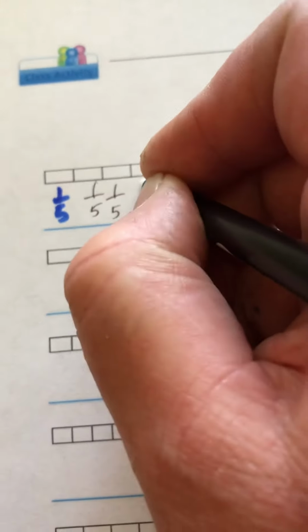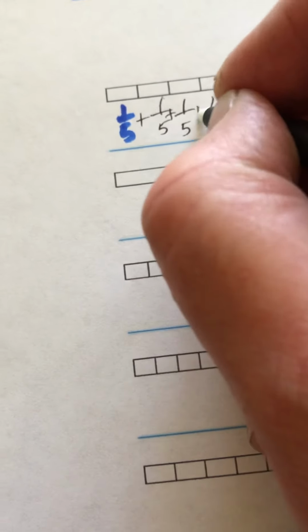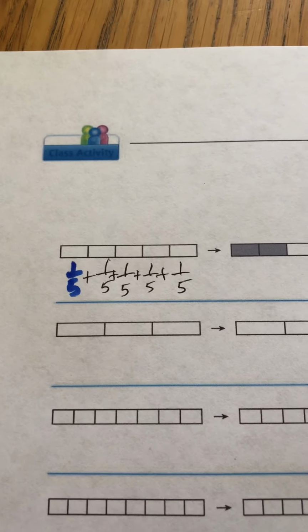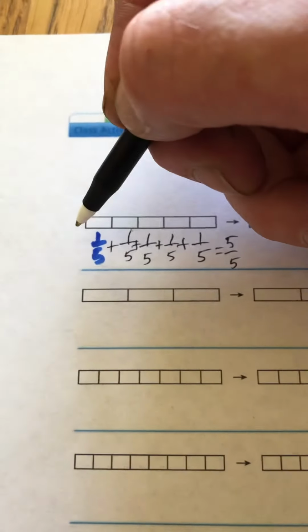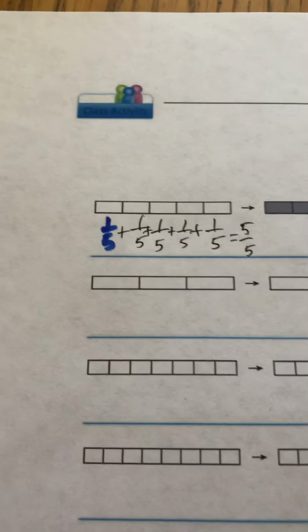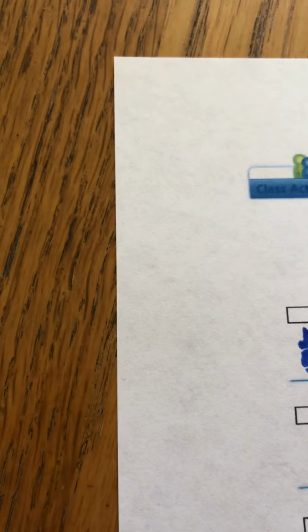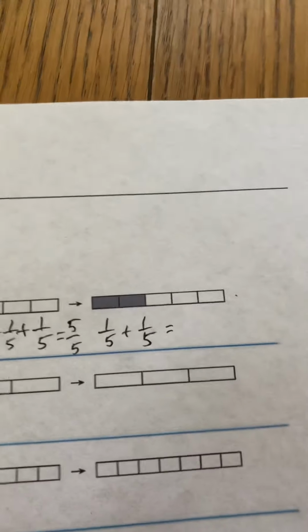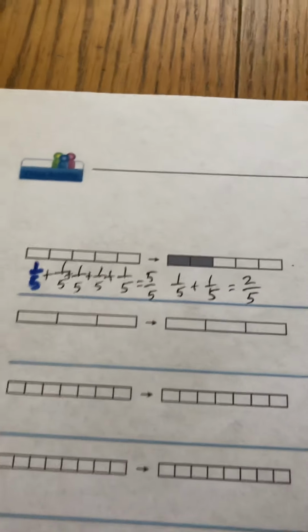1/5, 1/5, 1/5, 1/5. So 1/5 plus 1/5 plus 1/5 plus 1/5 plus 1/5 equals 5/5, which is the whole thing. Now, the instructions say here, shade 2 parts. So we have shaded 1/5 plus 1/5, and that equals 2/5. Okay, so that's the model.